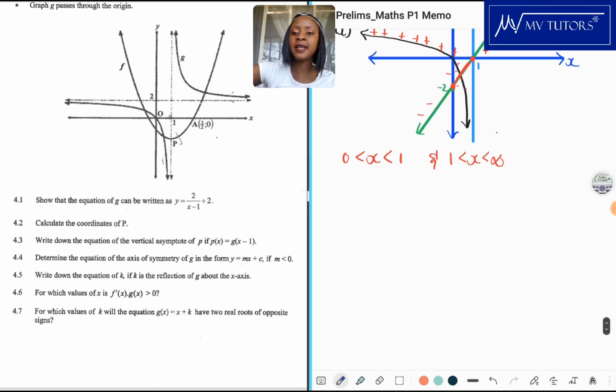Or you could have said x is an element of 0, 1. Then you put a union sign. And then remember, around infinity, you always have round brackets because you don't know what infinity is.